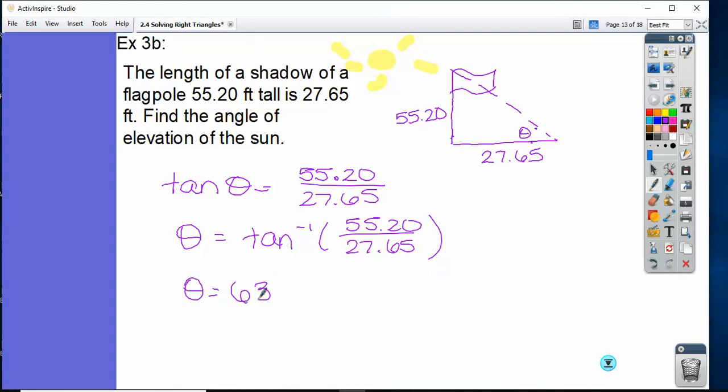So we get 63.39 digits. Any questions there?